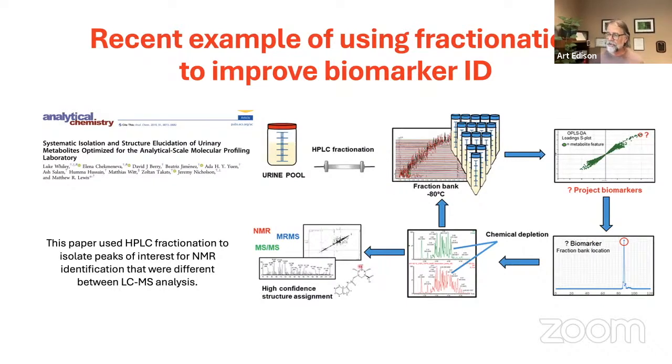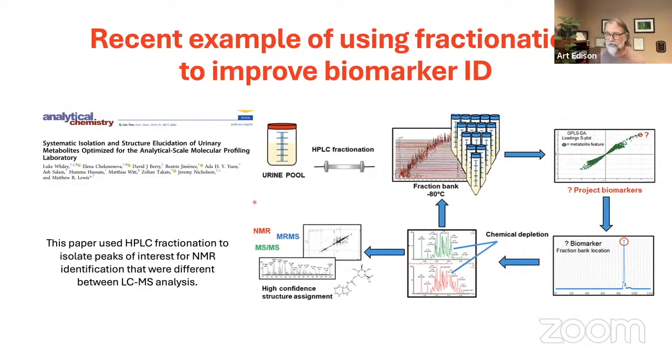So it's a little bit different flavor than what I'm describing, but I recommend that you look at this reference if you want to see the approach that Nicholson's lab has used to try to get additional information for identification of unknown metabolites from this fractionation type approach.